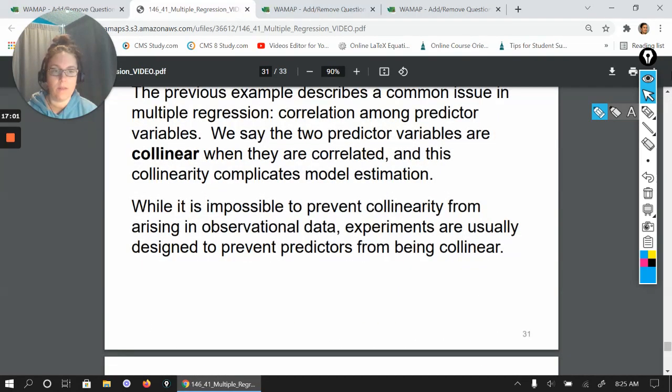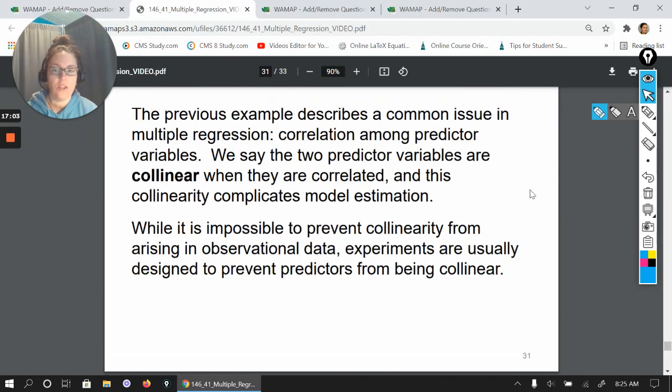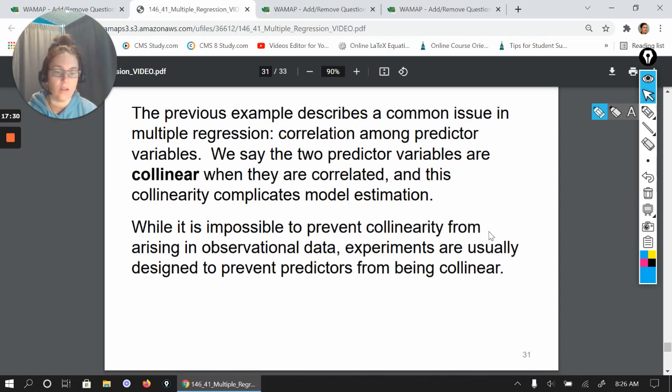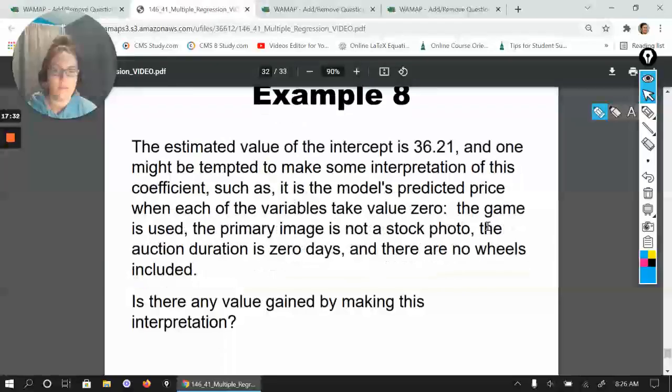The previous example describes a common issue in multiple regression, correlation among predictor variables. We say the two predictor variables are collinear when they are correlated, and this collinearity complicates model estimation. While it is impossible to prevent collinearity from arising in observational data, experiments are usually designed to prevent predictors from being collinear. Here's example 8.